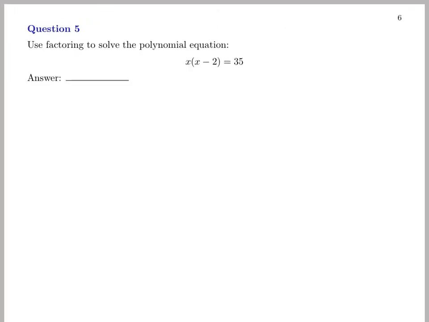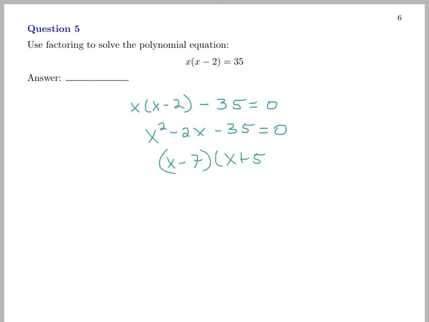All right, another factoring one, and again, if I'm going to solve an equation, I need to set it equal to 0. So I'm going to write it this way, and that's x squared minus 2x minus 35 equals 0. That factors into x minus 7 times x plus 5. So either x minus 7 has to be 0 or x plus 5 equals 0. So that means either x is 7 or x is minus 5.